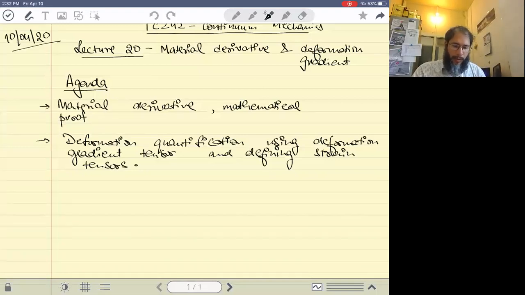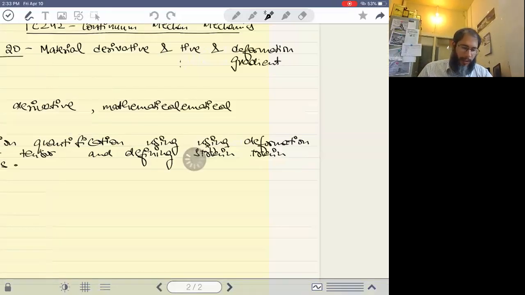So let's continue. We've been talking about kinematics in the last 2 lectures. We talked about how to quantify the motion, and towards the end of the last class we talked about material derivative. Today we will start with material derivative again briefly, and then I will give you a mathematical proof of the point where we stopped last time. So let's give a quick recap of what material derivative is.